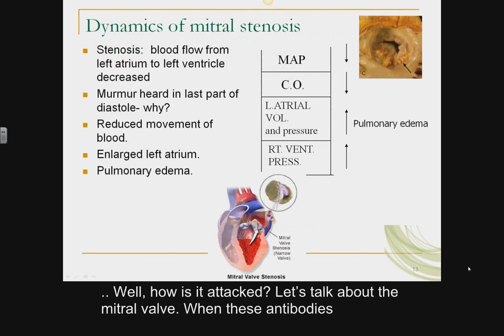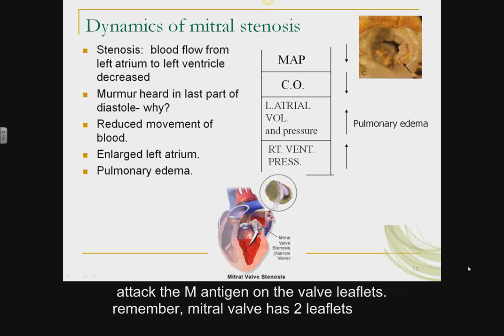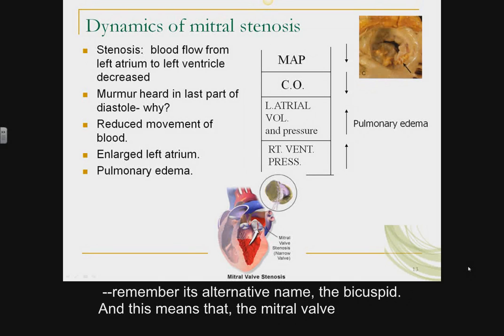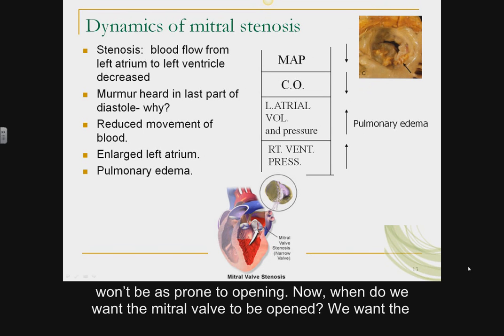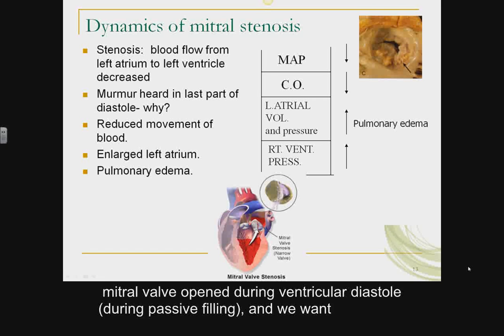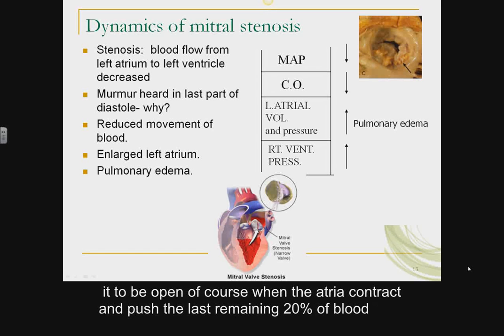Well, how is it attacked and what exactly is the damage done? Let's talk about the mitral valve. When these antibodies attack the M antigen on the valve leaflets, remember the mitral valve has two leaflets. Remember its other name could be the bicuspid. And this means that the mitral valve won't be as prone to opening. Now, when do we want the mitral valve to be opened? We want the mitral valve open during ventricular diastole, during the passive filling phase.